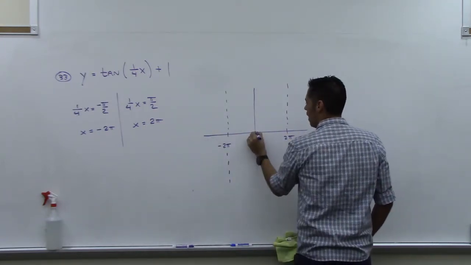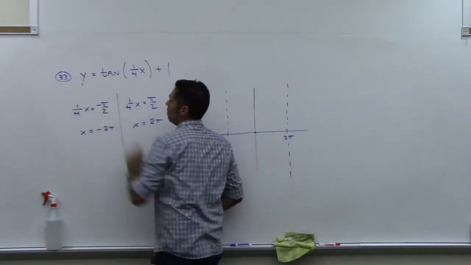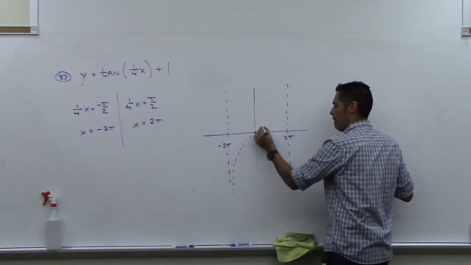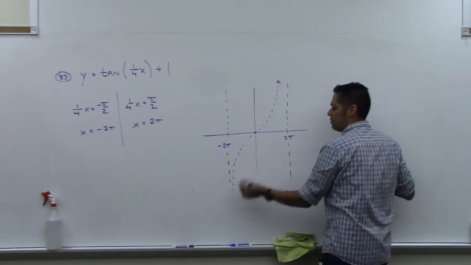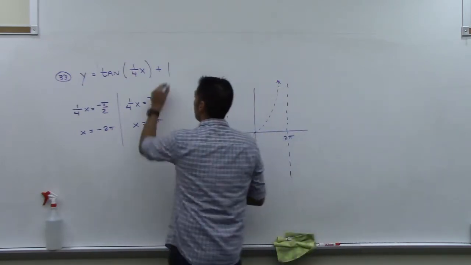I know midway I'm supposed to have an x-intercept. And then because this is a 1 in front, I know it's just going to be your standard tangent curve, which should look like this. Now I'm doing it dashed because there was one more element I needed to add to this. I needed to do the plus 1.